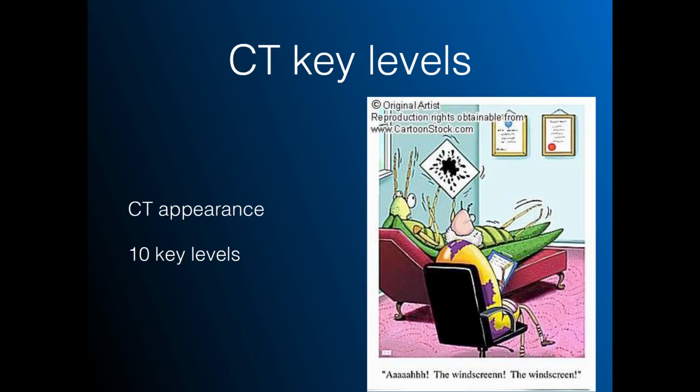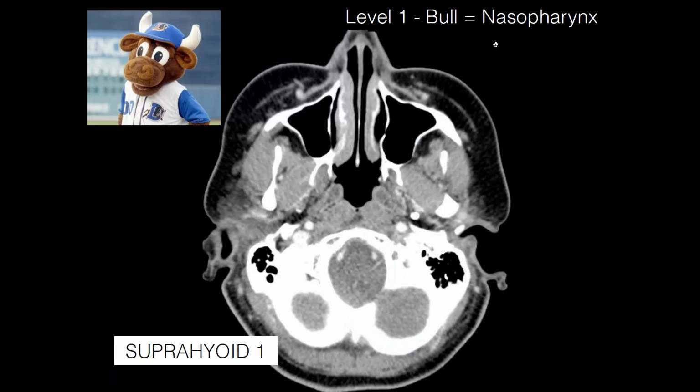When I started thinking about how I teach head and neck to my residents, I knew it was a complicated area, so I tried to identify things that they would identify with. So the first level, starting from the top going down, this level I see a Durham bull, not a Carolina ram.